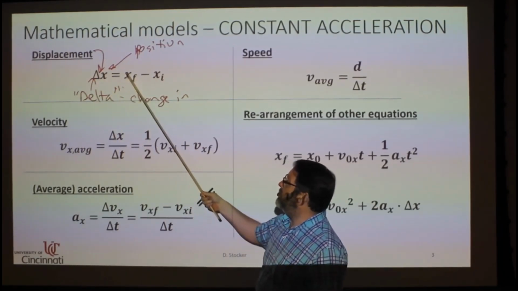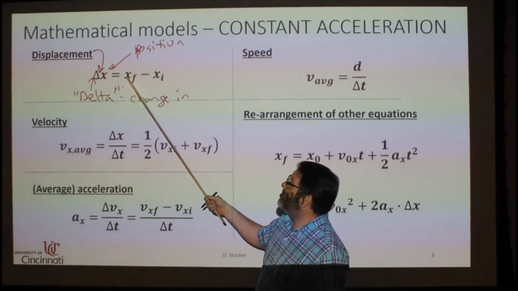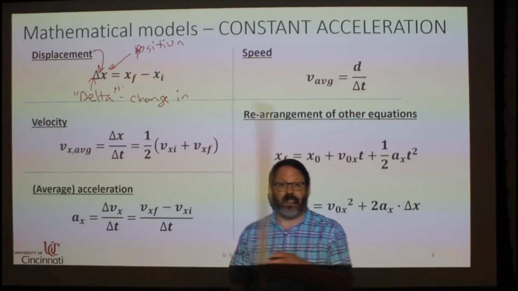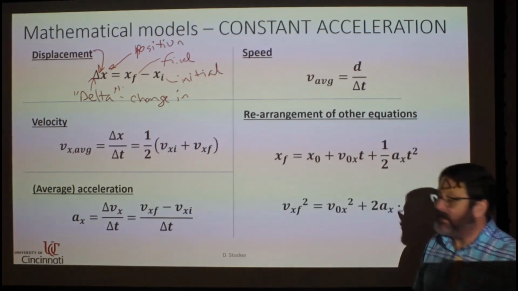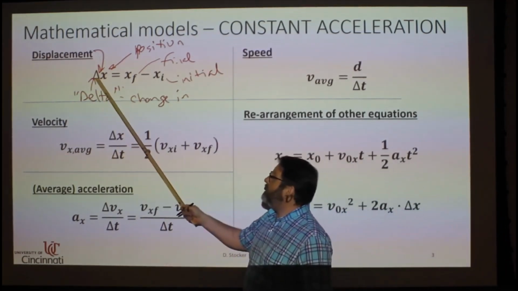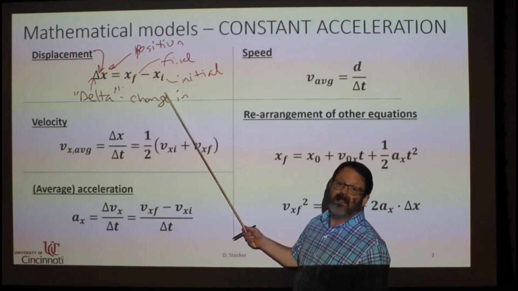So displacement is delta x, and that's equal to xf. x again is a position. The f means final, final position, and then the i on the other one means initial. So displacement is final position minus initial position.